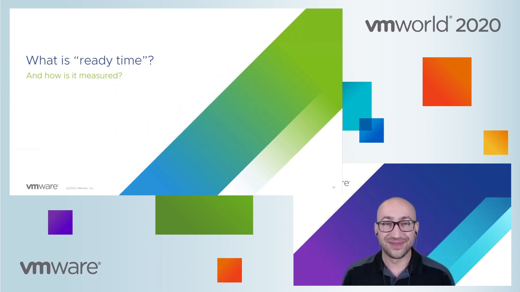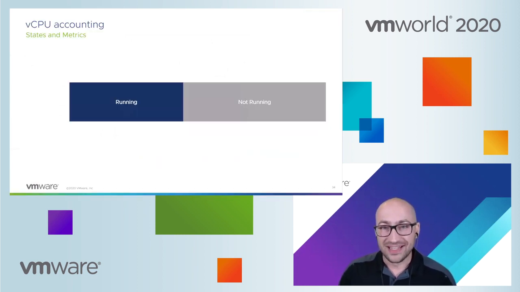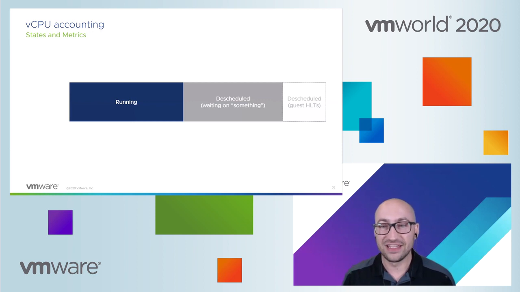So what is ready time and how is it measured? Let's start off with a little bit of CPU accounting basics. Well, it's not really basic, it's too advanced for basic, but those are the basics of accounting, even though they're advanced. So a CPU can be in a state of running or not running, right? And we further split the not running into descheduled. One case is when the guest, specifically the vCPU, executes an idle thread, which is called halt. The ESXi host will deschedule that. What's the other part? Descheduled waiting on something.